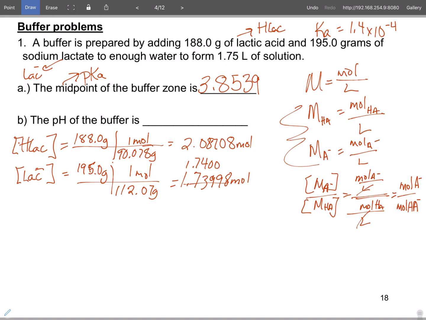Okay? So if we go back to our Henderson-Hasselbalch equation, pH is equal to pKa plus the log of the conjugate, in this case, lac minus, over H lac.